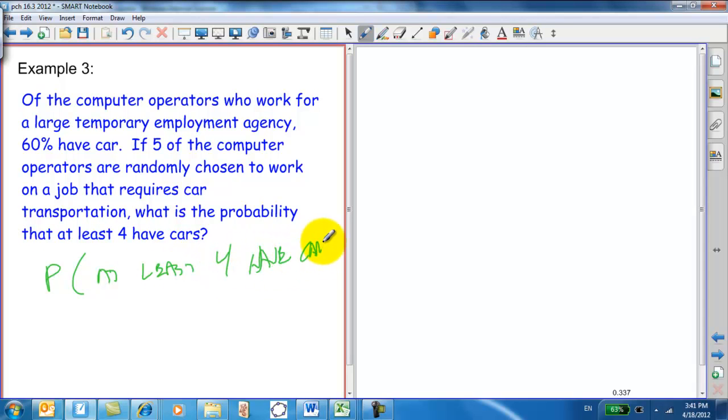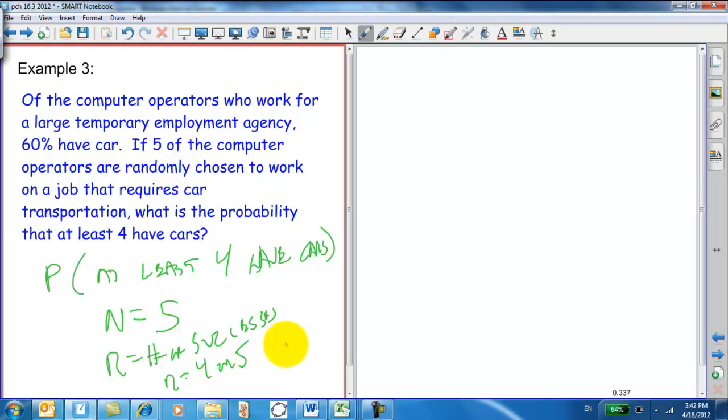You might want to identify some of the players in this. N, in this case, is the number of people you're pulling on this trial, and that's 5. R equals the number of successes. Also in the calculator, it's viewed as X. And so we want the probability of at least 4 cars, so R equals 4 or 5. The probability of it having a car is 60%, so that's 0.6. And so 1 minus P is 0.4, sometimes also called Q.